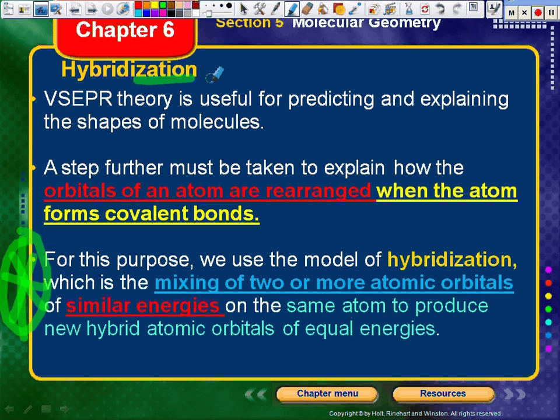Well, what does hybrid mean again? You just told me. You mix two things together. So here's what it is. A step further must be taken to explain how the orbitals of an atom are rearranged when the atoms form covalent bonds.